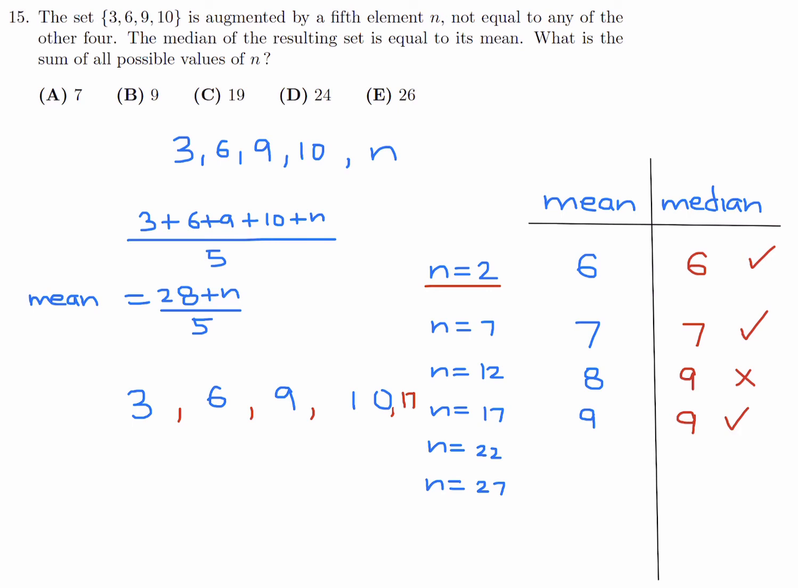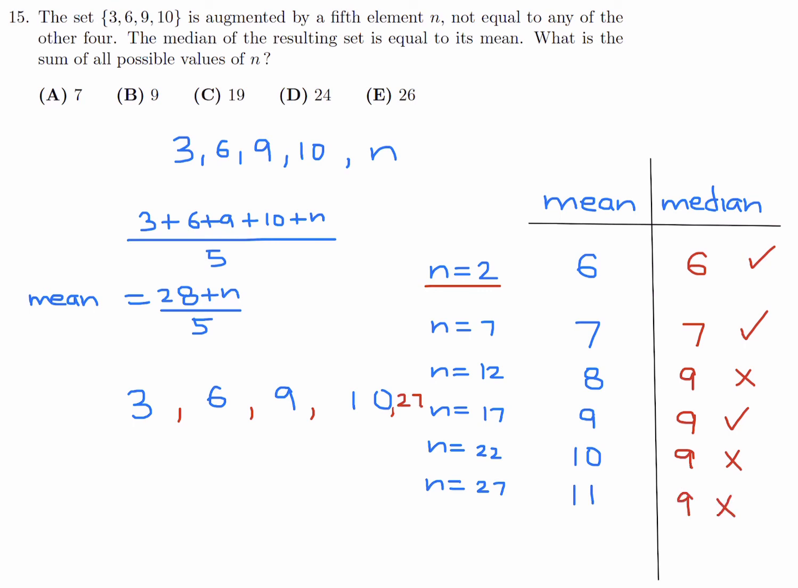Now let's look at n equals 22 next. And when n is 22, the mean becomes 10. And if you put 22 in that list, the median is 9. So that doesn't work. And if you keep going like this, 27, for example, will give you a mean of 11. And if you put 27 in that list, the median will again be 9.